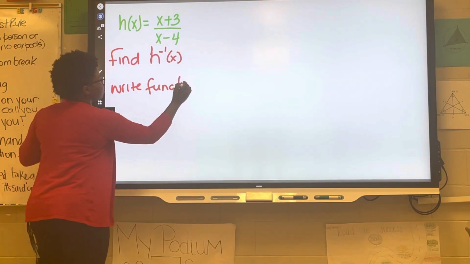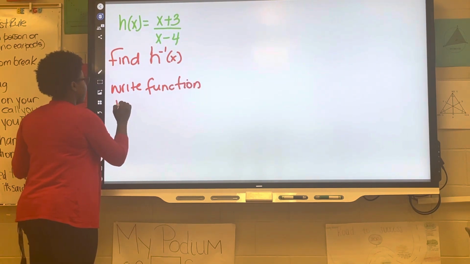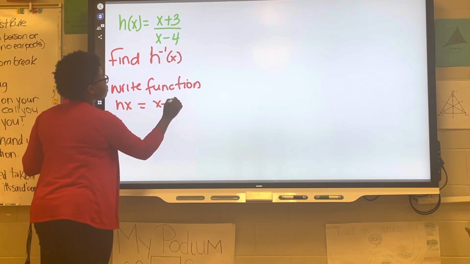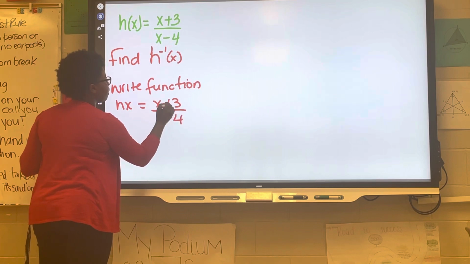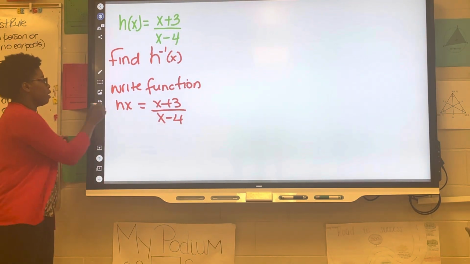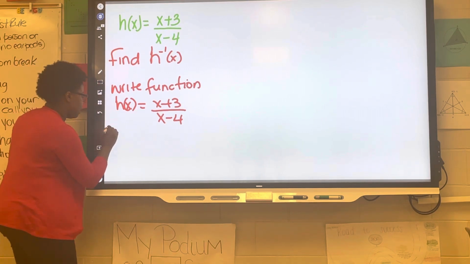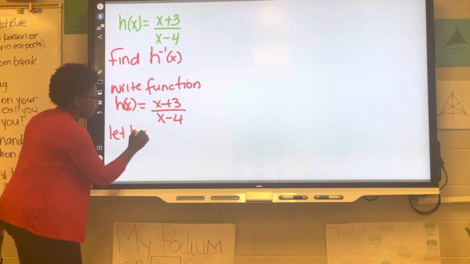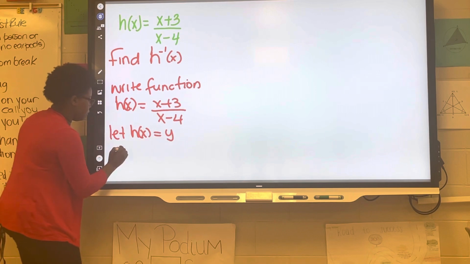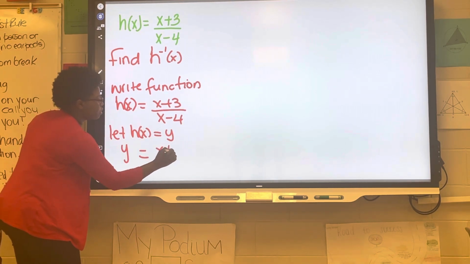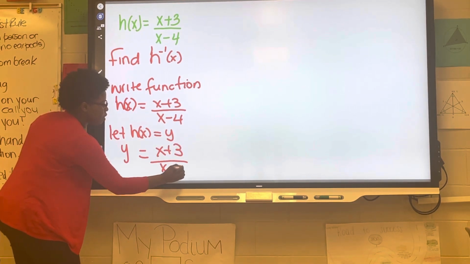So we're going to write the function. h of x is equal to (x + 3) over (x - 4). From here, we're going to rewrite it by saying let h of x equal y. So y is equal to (x + 3) over (x - 4).